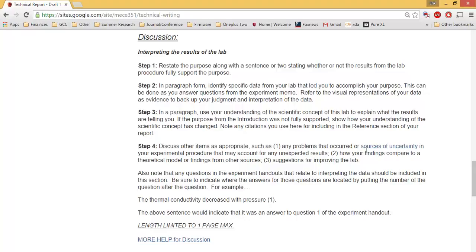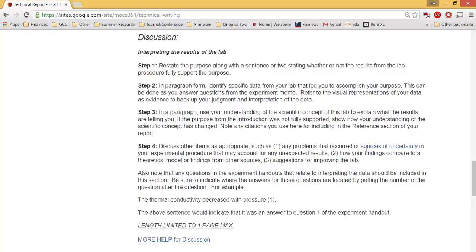Step 2 also indicates that you're going to use the questions in the experiment handout to lead you to learn how to discuss your results. And step 3, you're going to use your understanding of the concept of the experiment to explain what the results are telling you. And then step 4, you're going to discuss other items such as sources of errors, how your findings compare to a theoretical model, or finding some other sources, and so on.